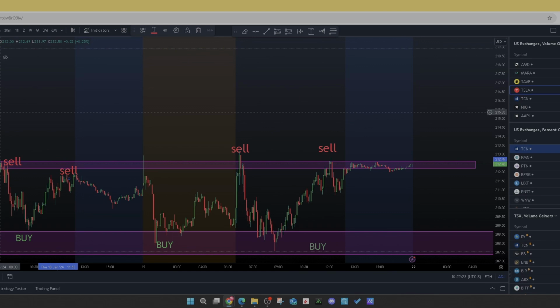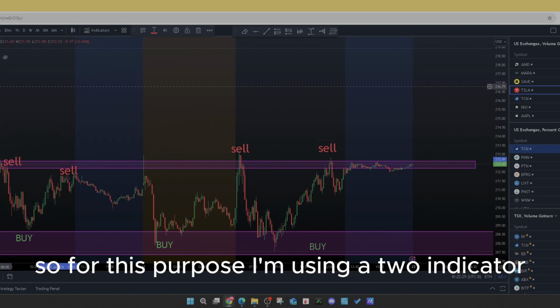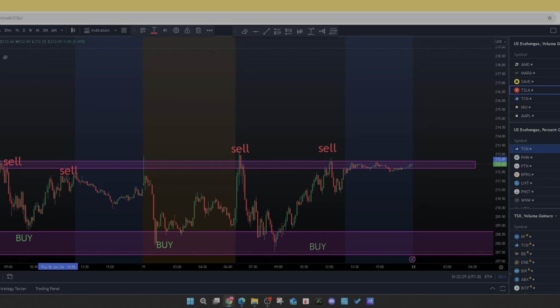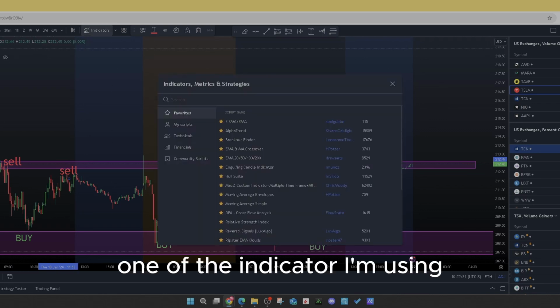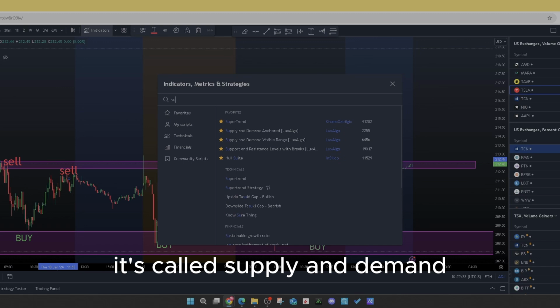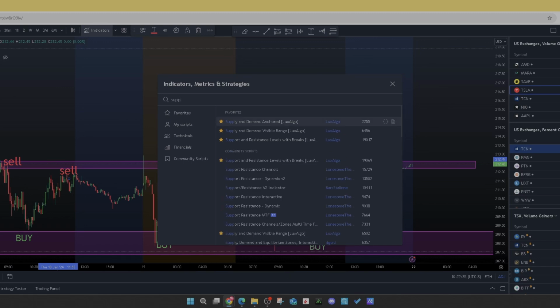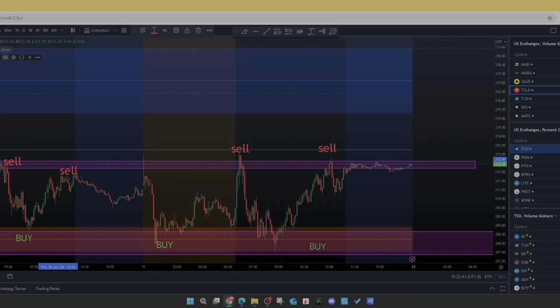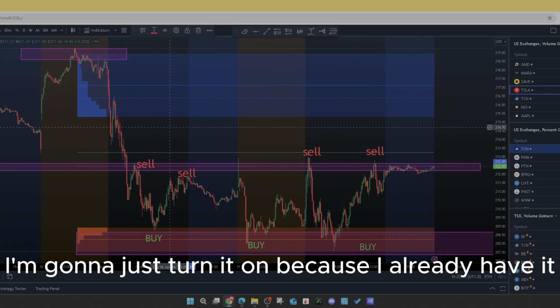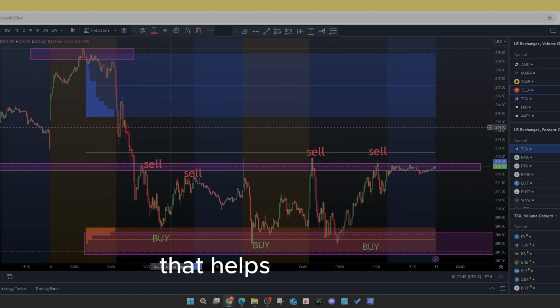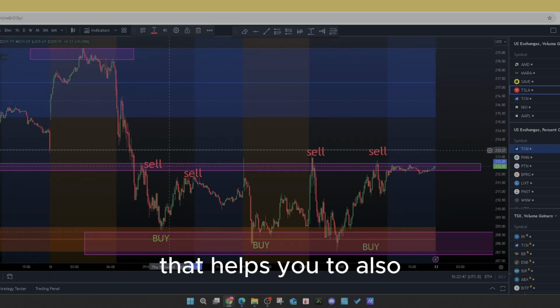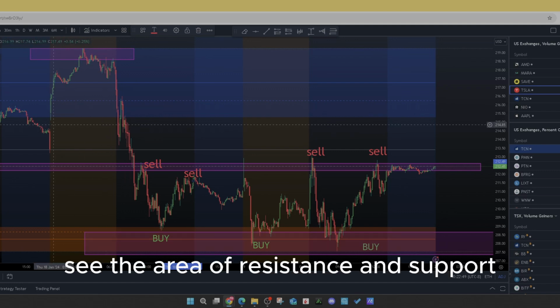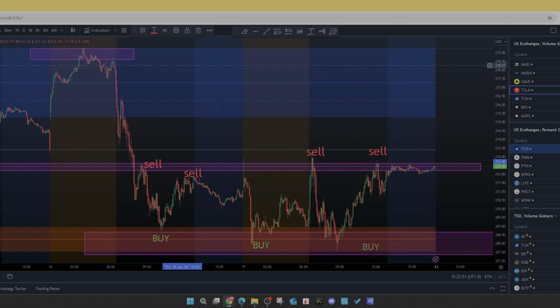So for this purpose, I'm using two indicators. One of the indicators I'm using is called supply and demand, which is by Lux Algo, and I'm going to just turn it on because I already have it. That helps you to also see the area of resistance and support.